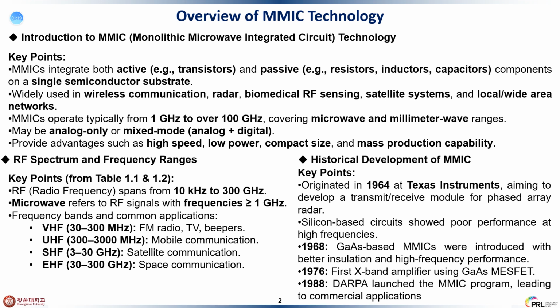modern wireless systems. For the RF and microwave frequency range, microwave is defined as the frequency above 1 GHz, used in communication, satellite, and wireless. Various RF bands serve different applications. For instance, GSM operates around 900 megahertz, while Wi-Fi typically uses 2.4 and 5.8 gigahertz.